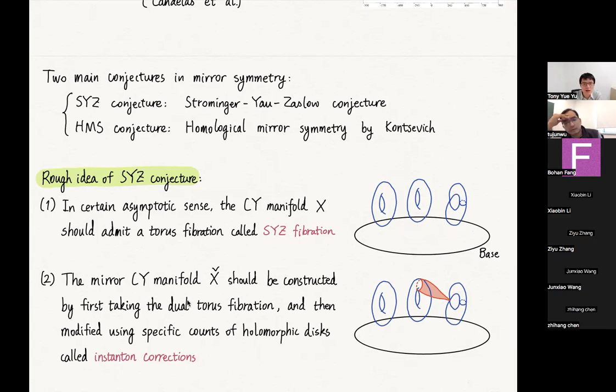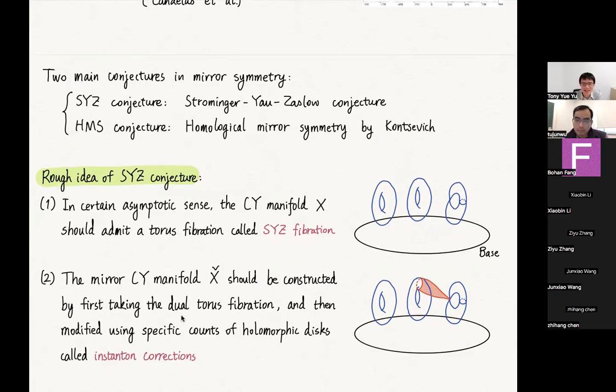And the second part is about how to construct the mirror manifold. They conjecture that the mirror Calabi-Yau manifold X check should be constructed by first taking the dual torus fibration. So we take a dual fibration, and next we do some modification using specific counts of holomorphic disks called instanton corrections. So they say that it's not enough just to take the dual torus fibration. We should also count this kind of disks called instanton corrections and then modify the dual torus fibration. That's the very classical conjecture.